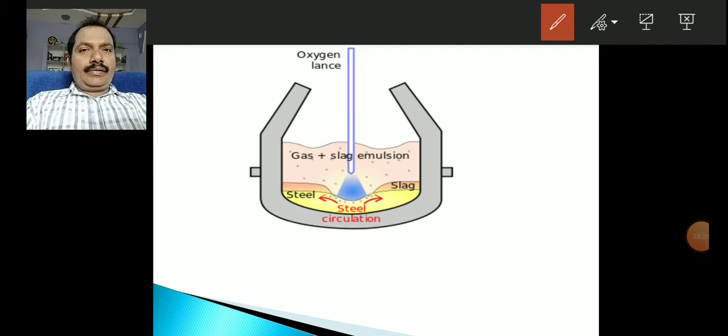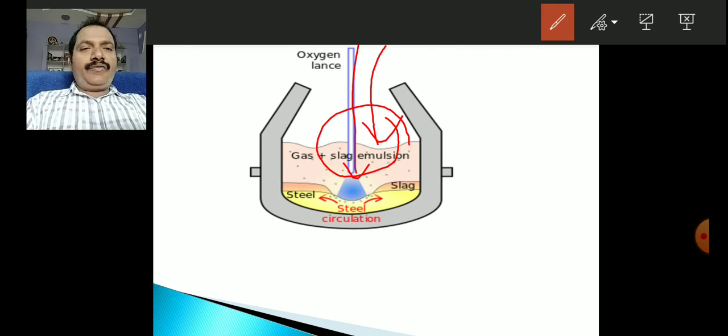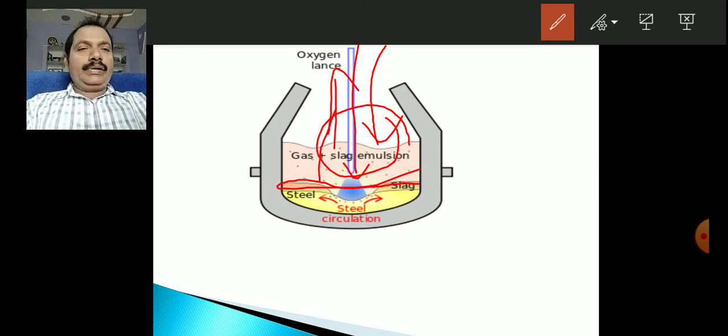So as the hot pig iron is coming down and oxygen is supplied through the lancer, both will react here and slag will form on the top layer. This is the slag layer, and hot gases are produced, and these will flow up, and at the bottom you will find the required steel, molten steel.